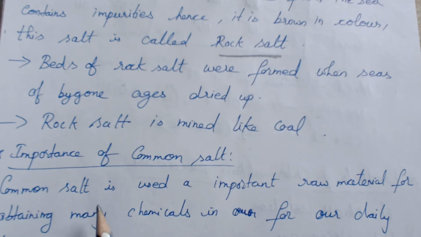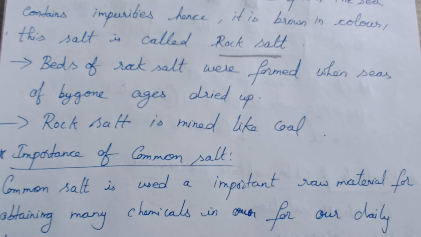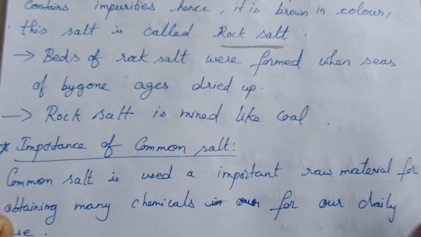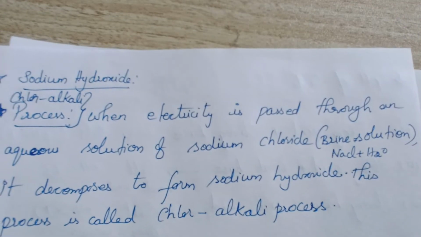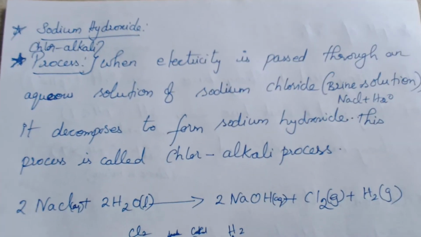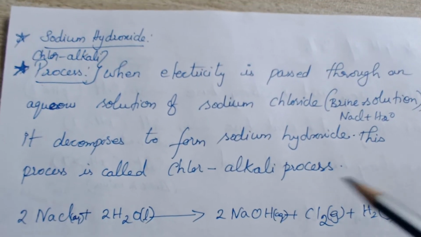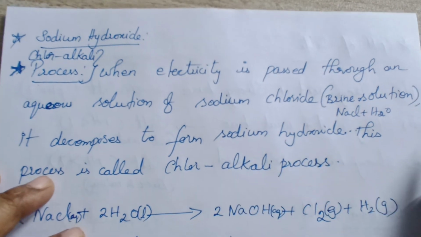Okay, so common salt is used as an important raw material for obtaining many chemicals and for our daily use. Okay, so we have so many chemicals formed with sodium chloride as a raw material. One of the things we will see today is sodium hydroxide. Okay, sodium hydroxide.